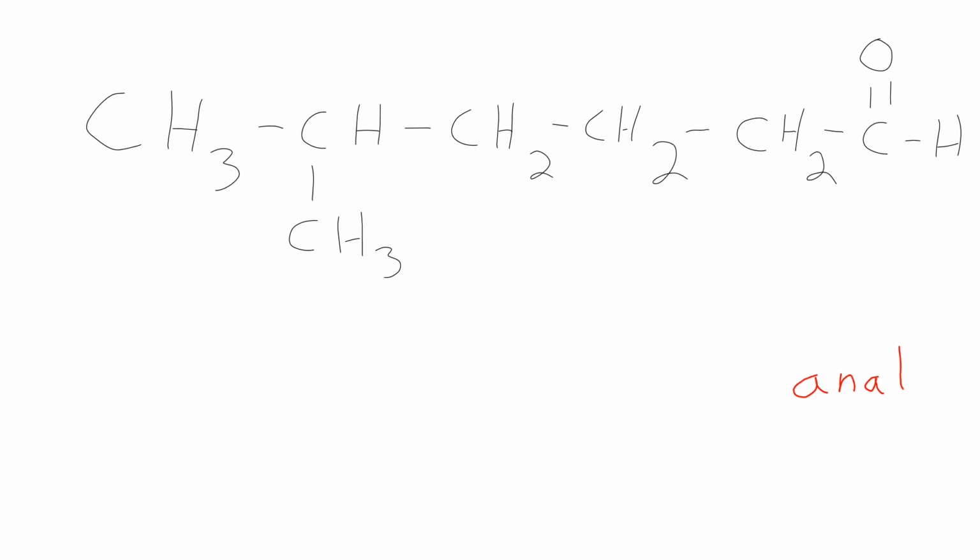How many carbons are part of our carbon chain? Well, 1, 2, 3, 4, 5, 6. We have 6 carbons as part of our longest continuous carbon chain. Prefix for 6 is hex.